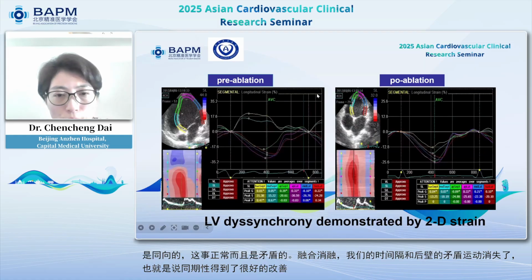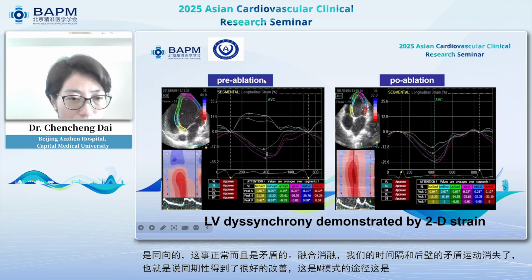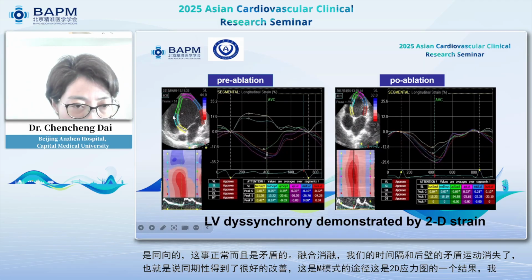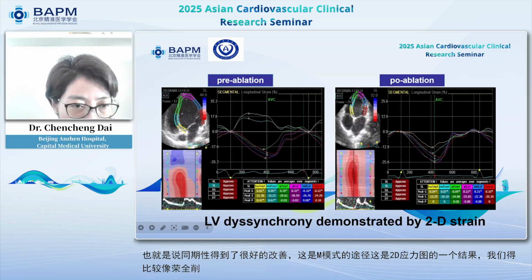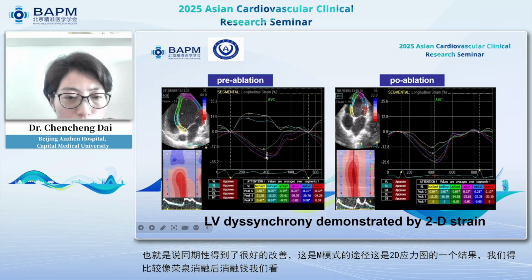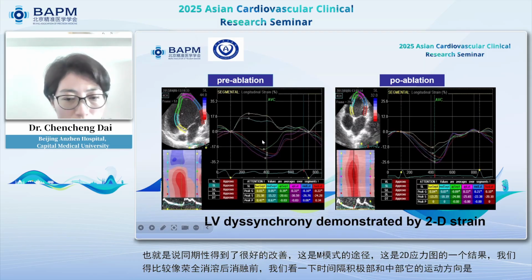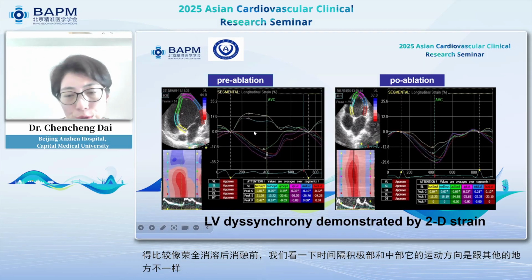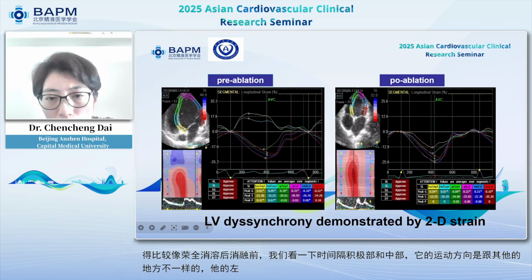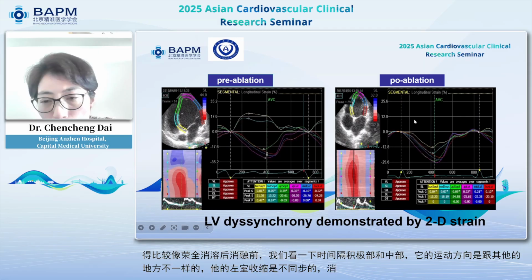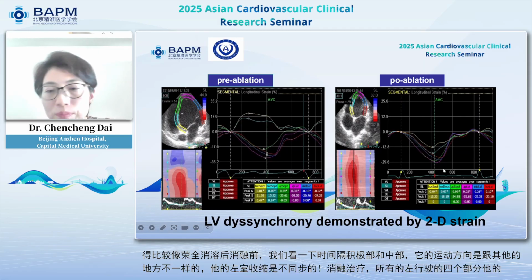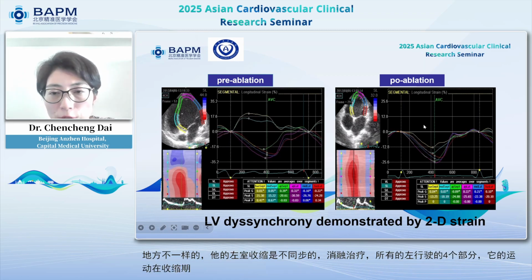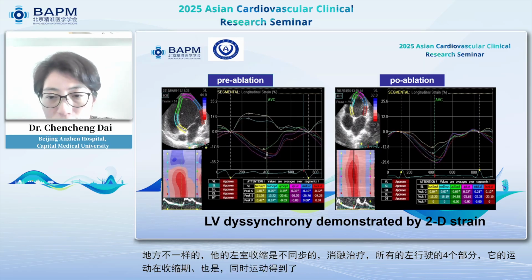These are the results from the 2D scan. Before ablation, we can see the basal and the middle segments of the interventricular septum moved in the opposite direction from the other segments. It is quite dyssynchronous contraction of the left ventricle. After ablation, all of the segments of the left ventricle reached peak systolic strain at the same time. So after ablation, the left ventricle contracts synchronously.